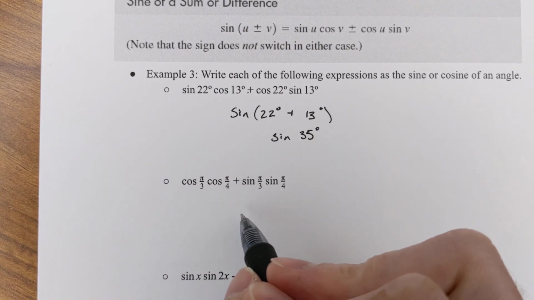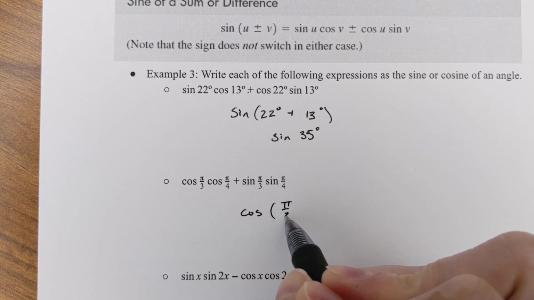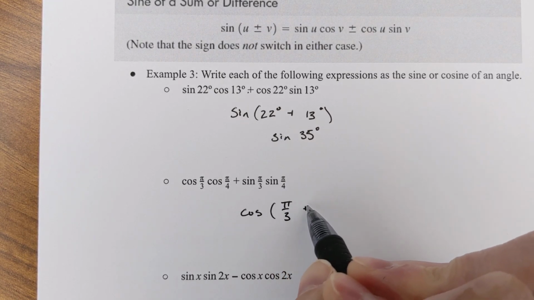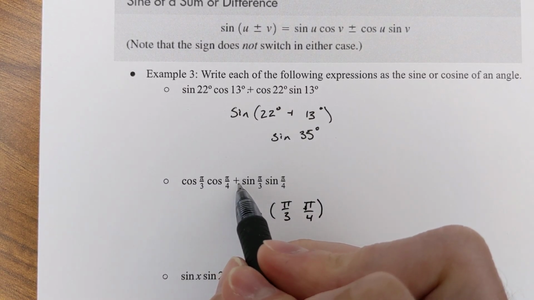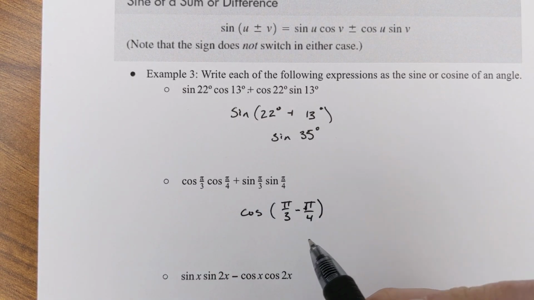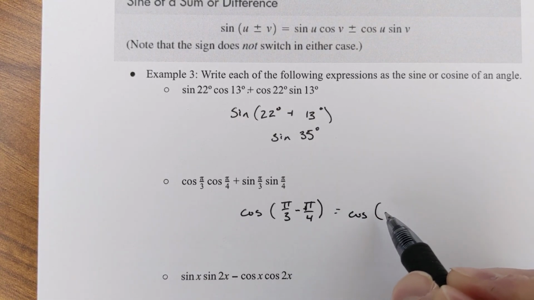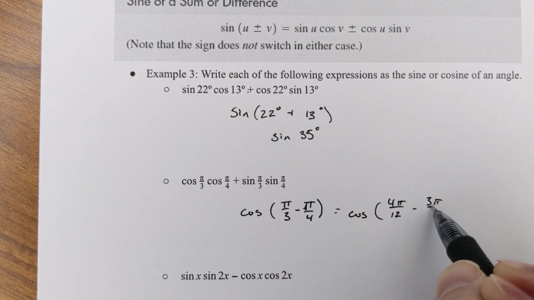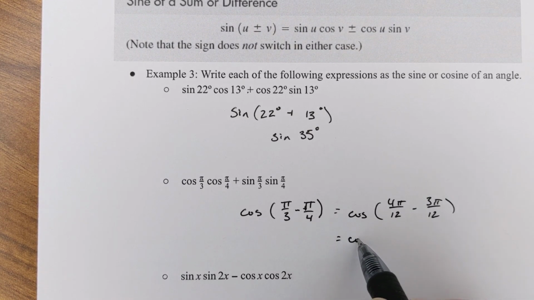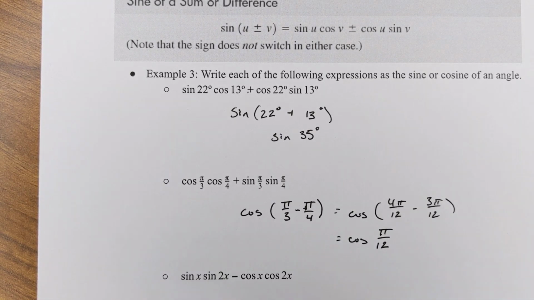So double cosines mean I'm dealing with the cosine function. So first is pi over 3, second is pi over 4. Cosine takes the opposite, so since it's plus in the middle, that's minus. So I need a common denominator, so that's cosine of 4 pi over 12 minus 3 pi over 12. So this is the cosine of pi over 12.